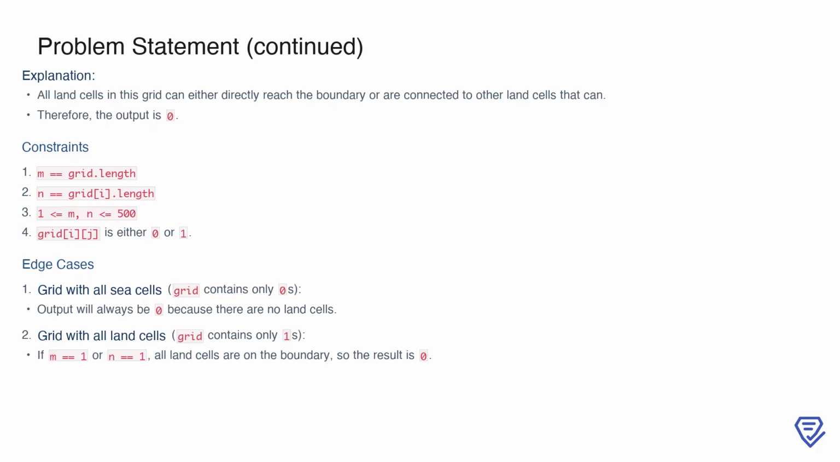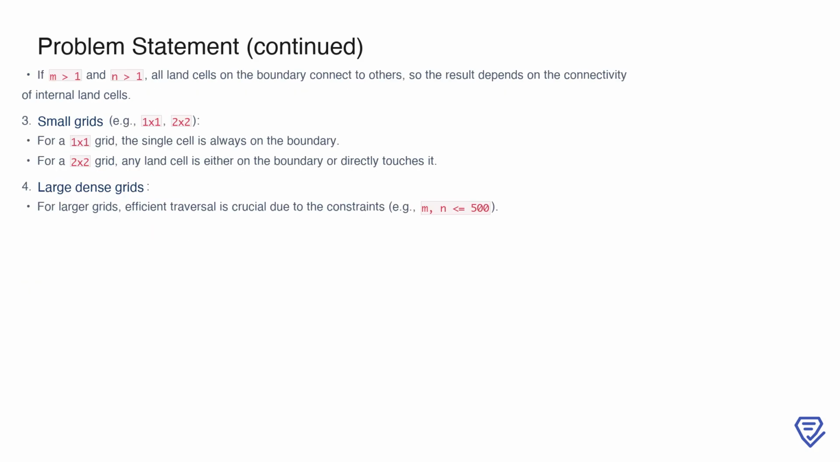Other edge cases include small grids like 1x1 or 2x2. In a 1x1 grid, the single cell is always on the boundary, so the result is 0. In a 2x2 grid, any land cell either lies on the boundary or directly touches it, so the result is still 0. For larger, denser grids, the challenge is efficiently traversing the land cells to determine connectivity, especially given the constraints that m and n can go up to 500. Efficient traversal methods, such as depth-first search or breadth-first search, become crucial to solving the problem within the time limits.